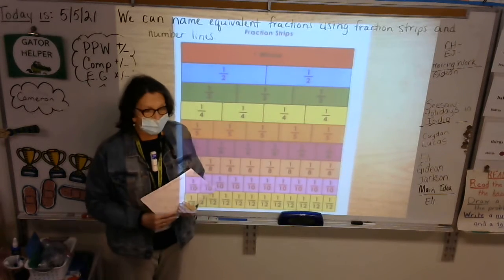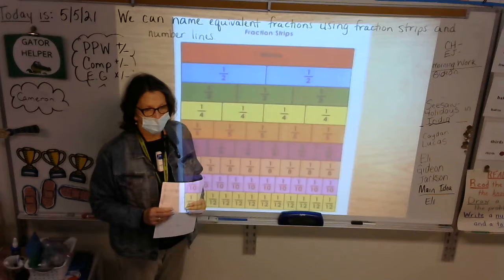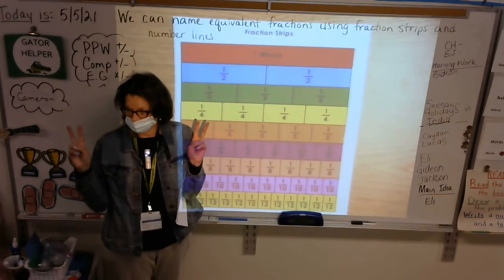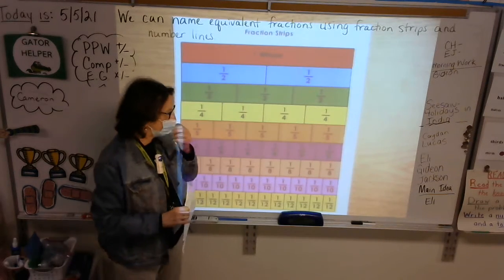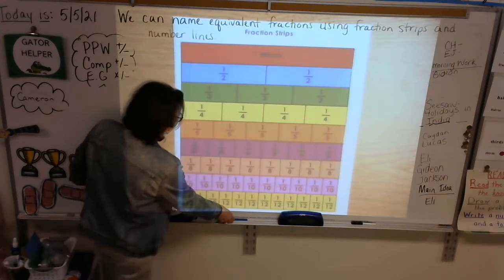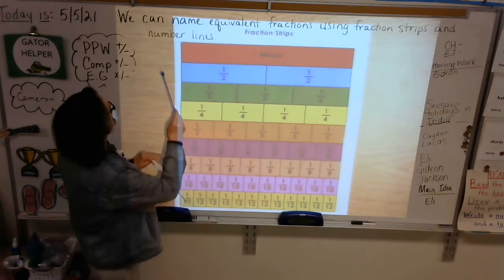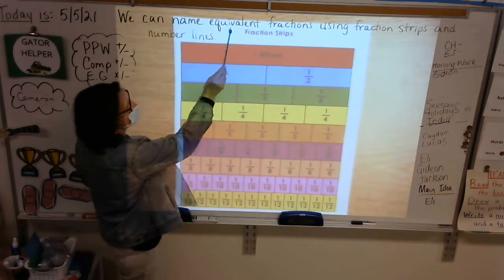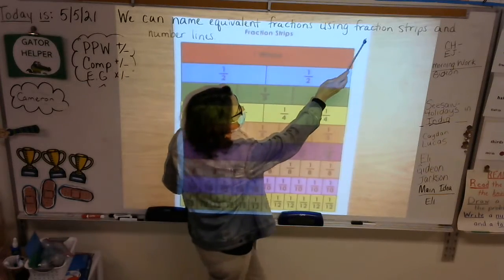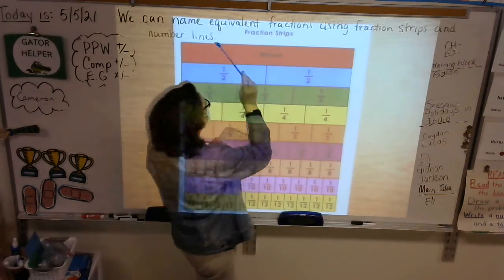We're going to continue our work with fractions this morning, and we're going to be working with equivalent fractions. Let's read our learning target together on the count of one, class. 3, 2, 1. We can name equivalent fractions using fraction strips and number lines.